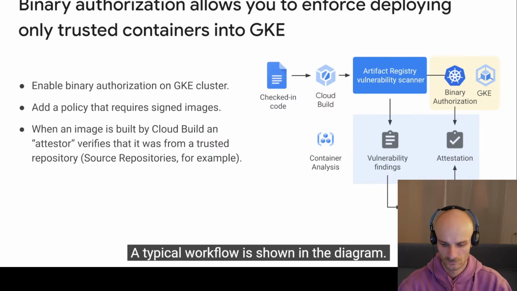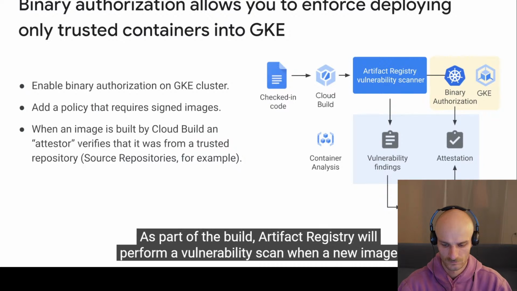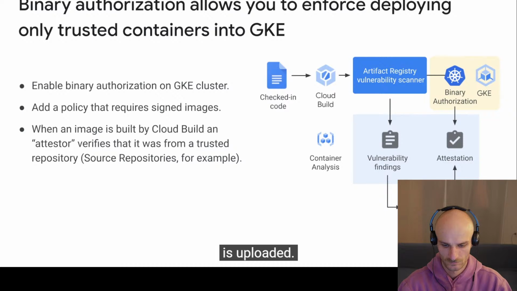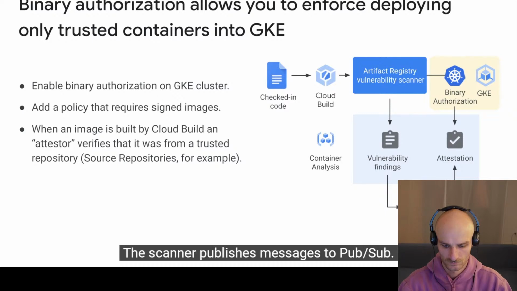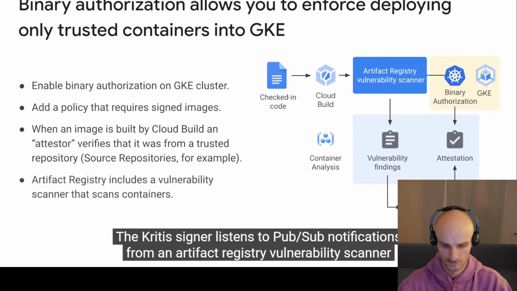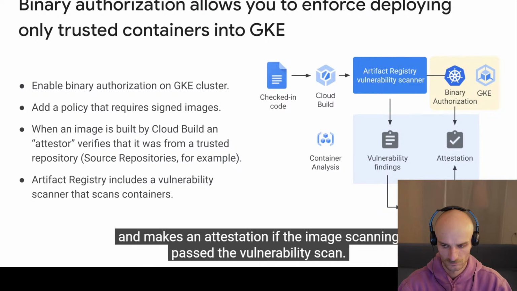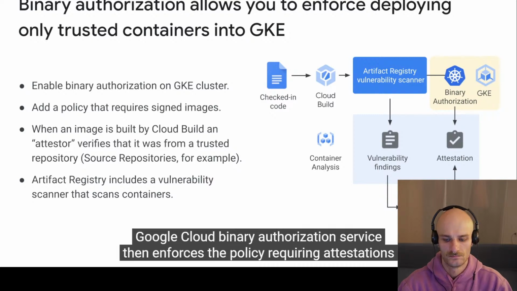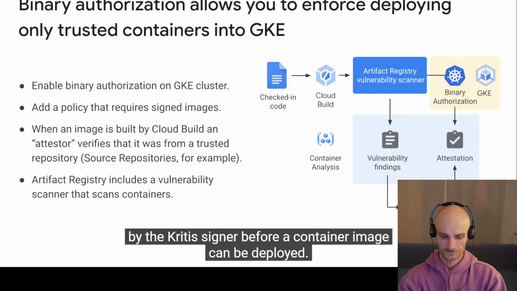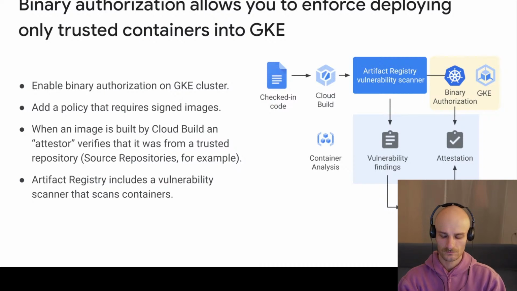A typical workflow is shown in the diagram. Checking of code triggers a Cloud Build. As part of the build, Artifact Registry will perform a vulnerability scan when a new image is uploaded. The scanner publishes messages to PubSub. The CRITIS signer listens to PubSub notifications from an Artifact Registry vulnerability scanner and makes an attestation if the image passed the vulnerability scan. Google Cloud Binary Authorization Service then enforces the policy requiring attestations by the CRITIS signer before a container image can be deployed.